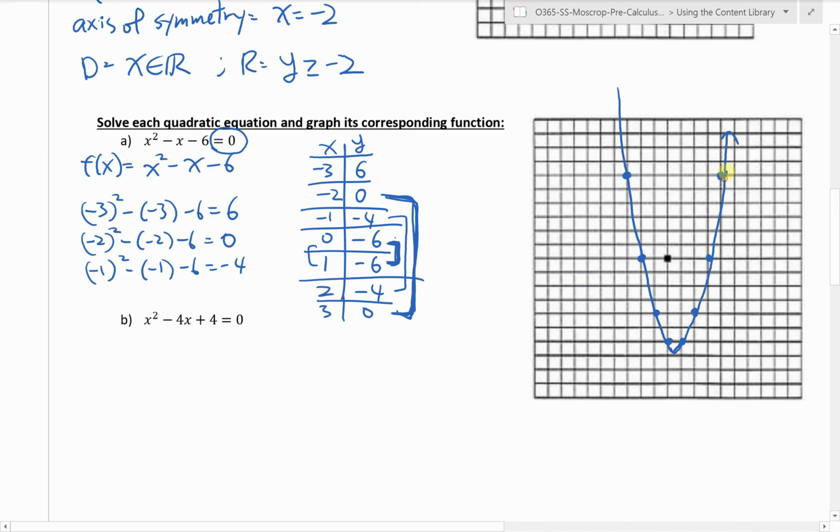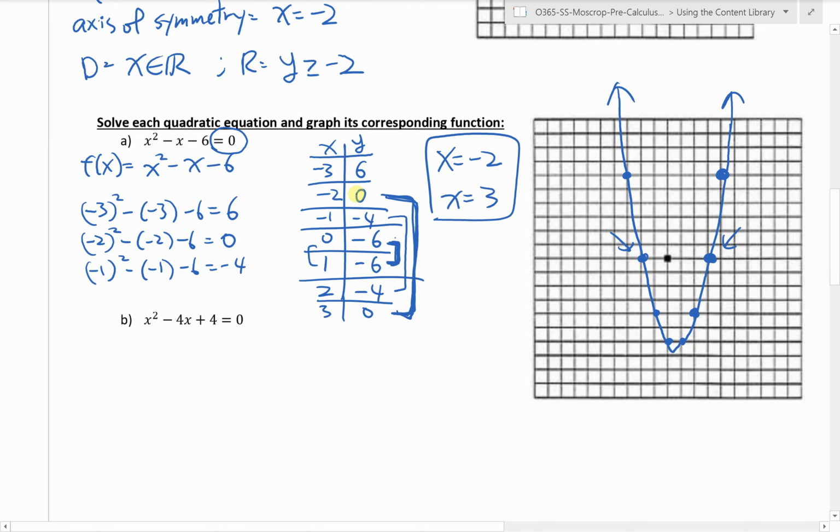Oh, I missed it badly. Okay, I'm going to make the dot bigger. There you go. A little bit better. Okay, so you can see these two will be the solutions, right? It'll be at x equals -2 and x equals +3.